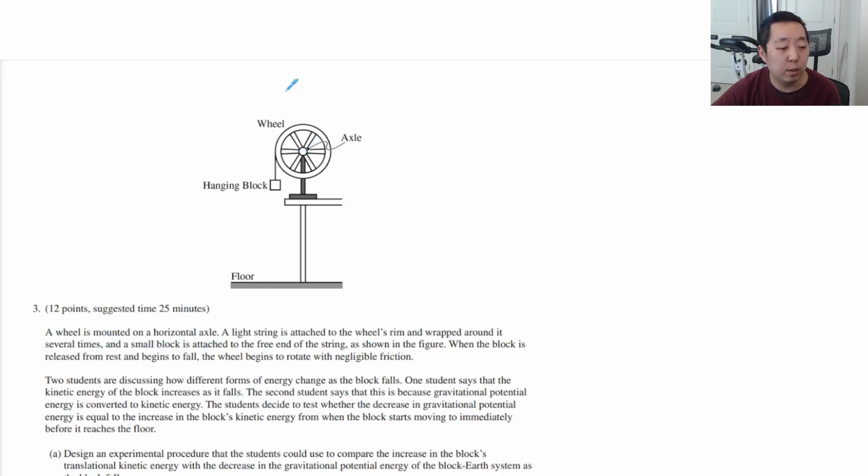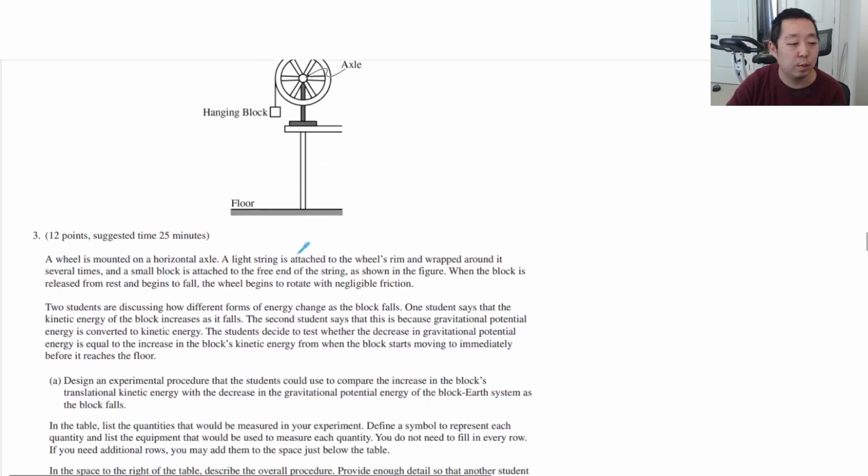A wheel is mounted on a horizontal axle, with light strings attached to the wheel's rim and wrapped around it. When the block is released from rest and begins to fall, the wheel begins to rotate with negligible friction. Students are discussing how different forms of energy change as the block falls. One student says the kinetic energy of the block increases as it falls. The second student says this is because the gravitational potential energy is converted to kinetic energy. The students decide to test whether the decrease in gravitational potential energy is equal to the increase in the block's kinetic energy from when the block starts moving to immediately before it reaches the floor.